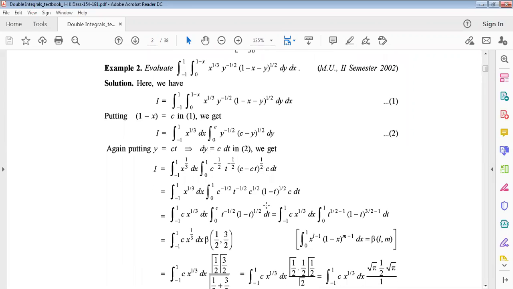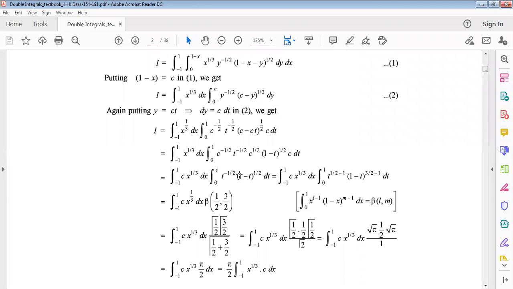Just substituting y with ct and changing the limit 0 to c, this will change to 0 to 1. Remember it. Now separating the variables, x to the power 1 by 3 dx, then 0 to 1, c to the power minus half, t to the power minus half. Taking c common from this bracket, c to the power half, it will be 1 minus t to the power half, c dt. That means c to the power minus half and c to the power half will be cancelled. Power adding, c to the power 0, which means 1. Actually, this is a function. What's the name of this function? Beta function: 0 to 1, t to the power minus half, 1 minus t to the power half.